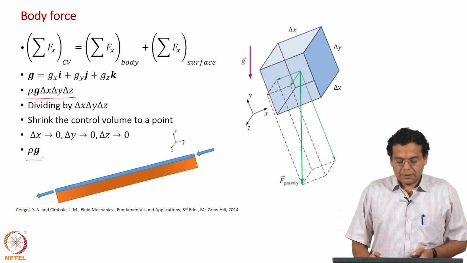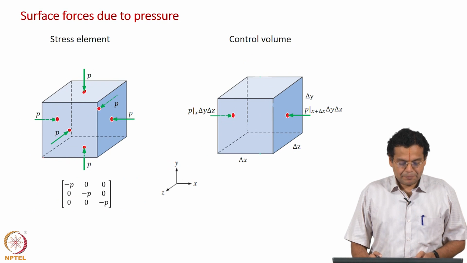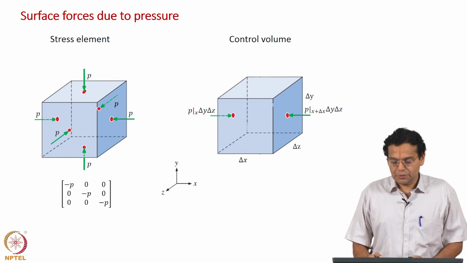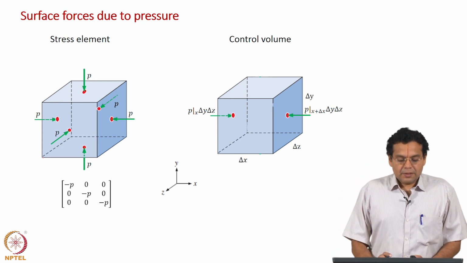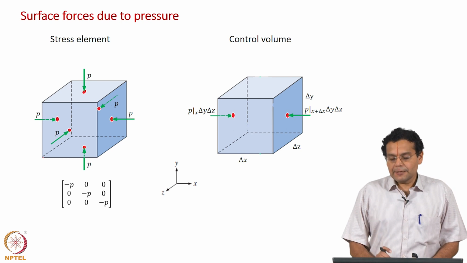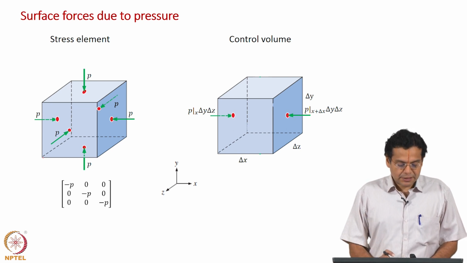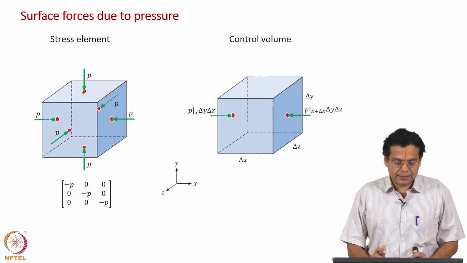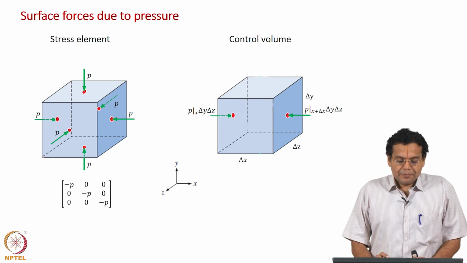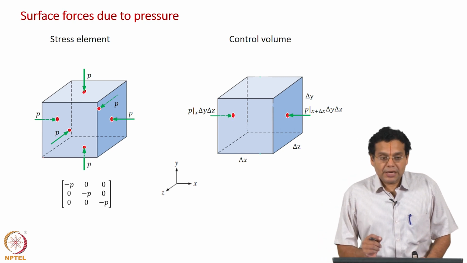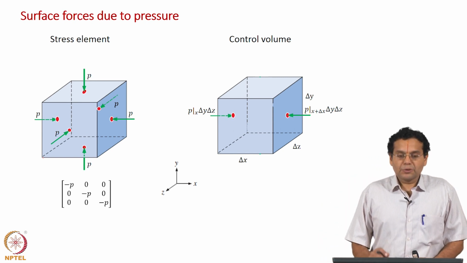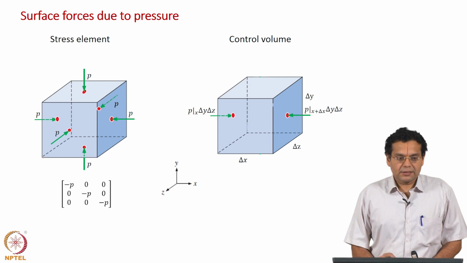So, now what we are going to discuss is the linear momentum balance. We are going to find expressions for the right hand side and complete the linear momentum balance. Now, the surface forces on the right hand side, for the case of fluids, are due to pressure and due to viscous stresses.